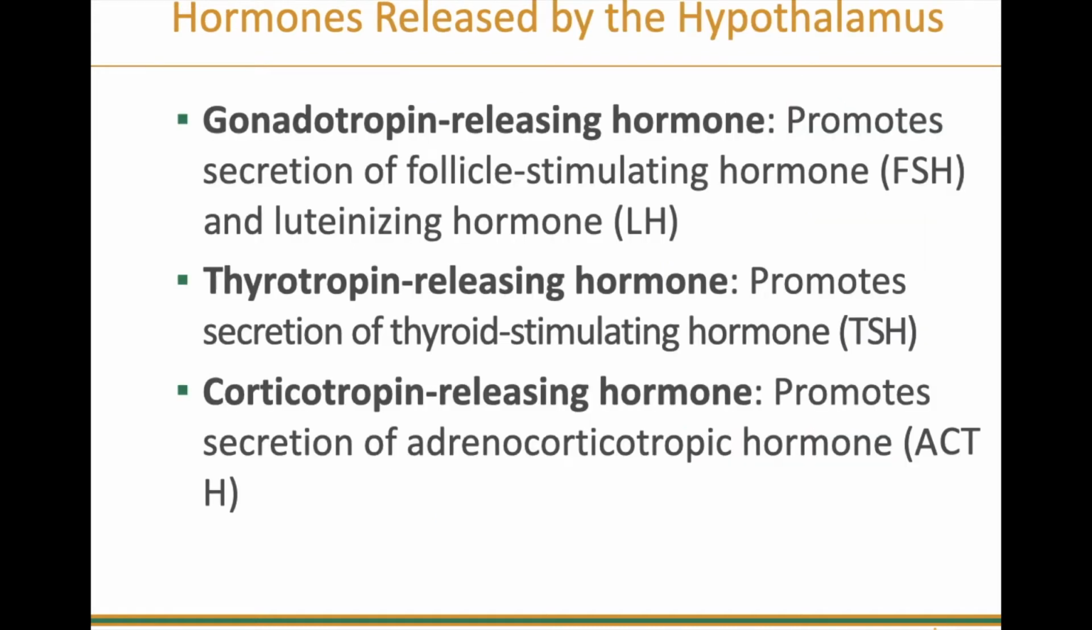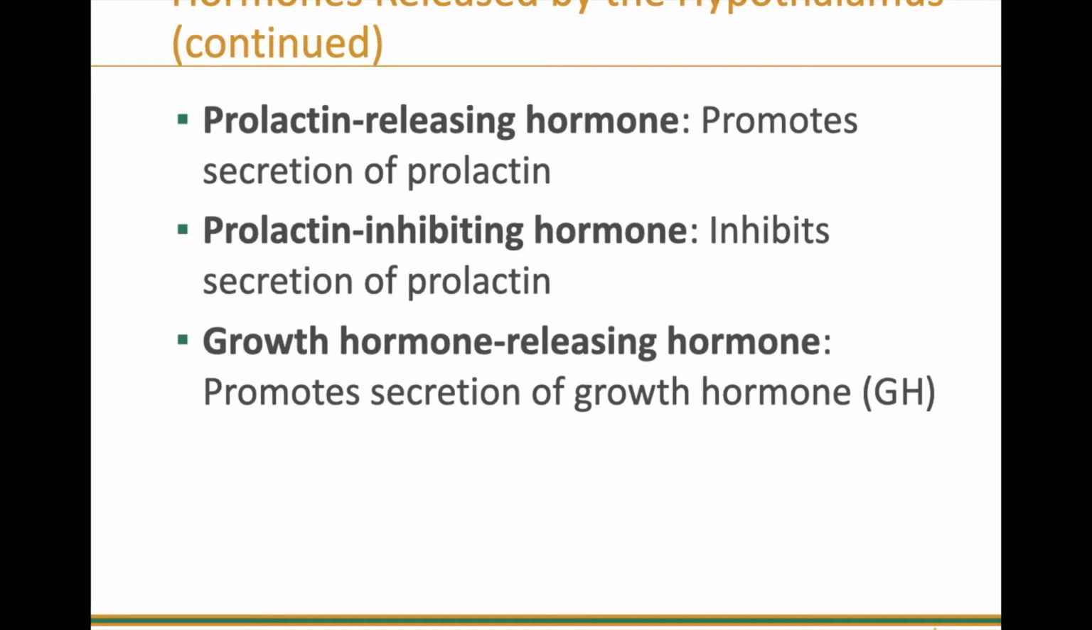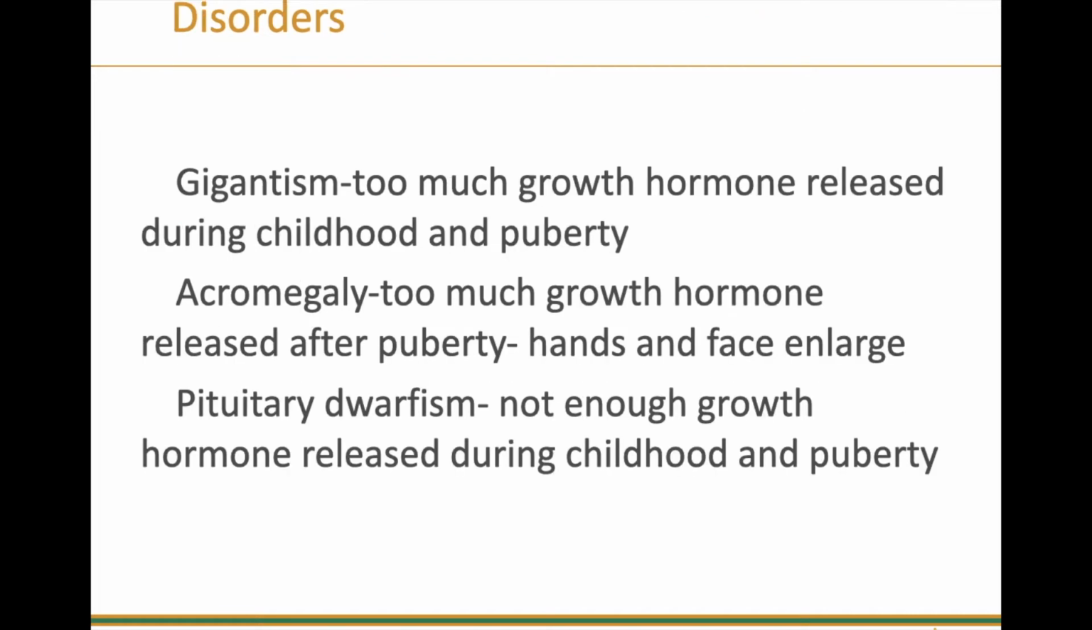So some of the hormones released by the hypothalamus would include gonadotropin releasing hormone, or GnRH, and that goes to the pituitary and tells it to secrete FSH and LH. Thyrotropin releasing hormone goes to the pituitary and tells it to release TSH. Corticotropin releasing hormone goes to the pituitary and tells it to release ACTH. Prolactin releasing hormone again goes to the pituitary, tells it to release prolactin. Prolactin inhibiting hormone would inhibit secretion of prolactin. Growth hormone releasing hormone would go to the pituitary and tell it to secrete growth hormone.